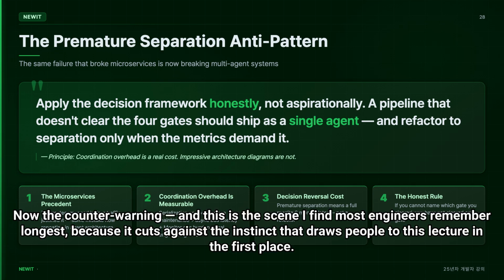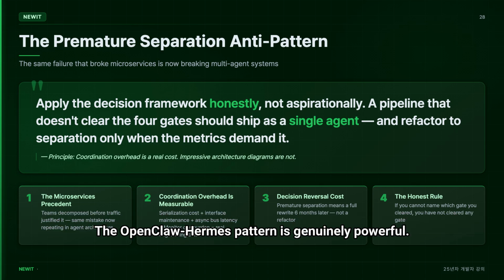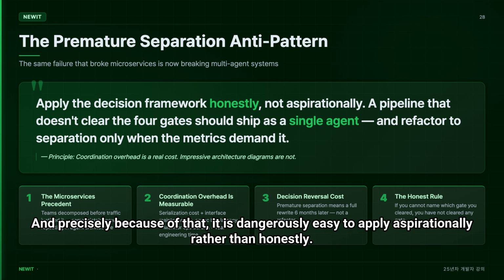Now the counter warning, and this is the scene I find most engineers remember longest, because it cuts against the instinct that draws people to this lecture in the first place. The OpenClaw Hermes pattern is genuinely powerful. The role separation principle is structurally sound. And precisely because of that, it is dangerously easy to apply aspirationally rather than honestly.